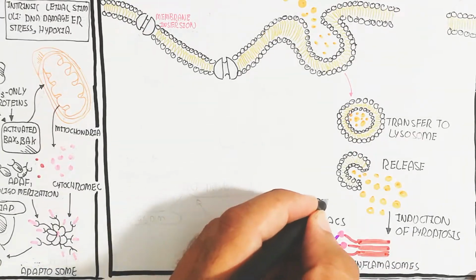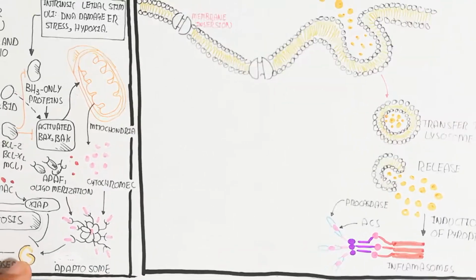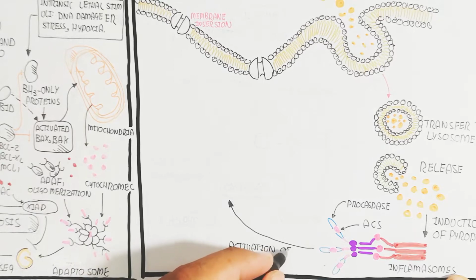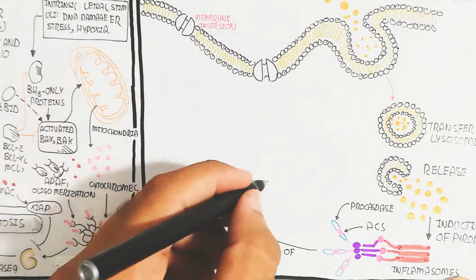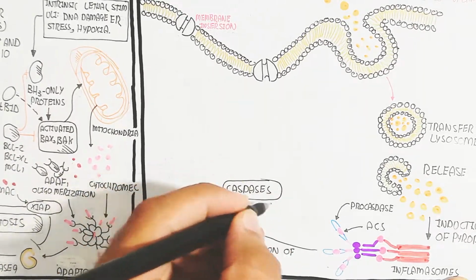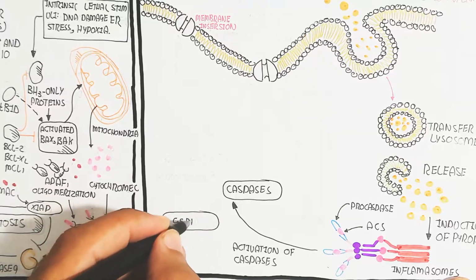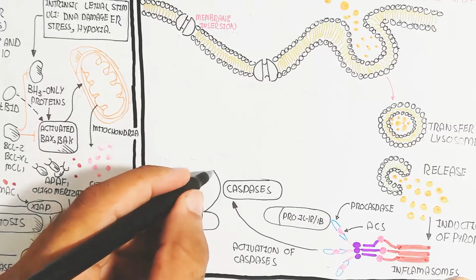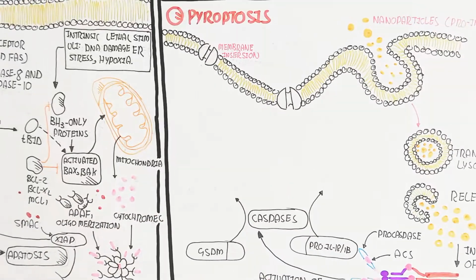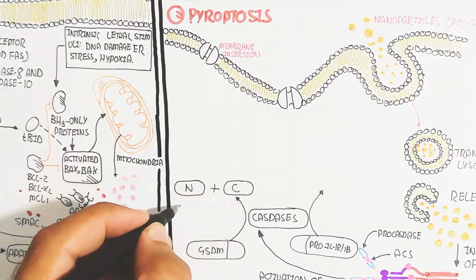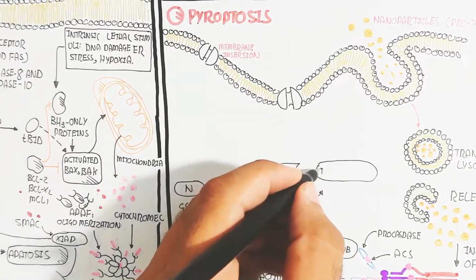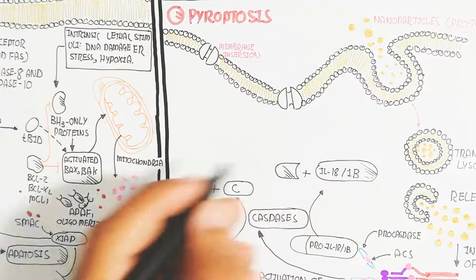After this here is a pro interleukin 18 and 1 beta, and they will activate the interleukin 18 and 1 beta. So remember that. And in this way here is the activation of caspases. The caspase activation will lead to pro interleukin 18 and 1 beta being activated to interleukin 18 and 1 beta, which will be separated.